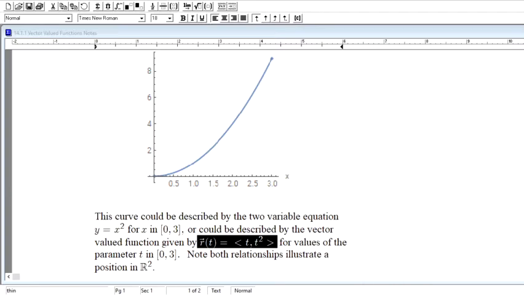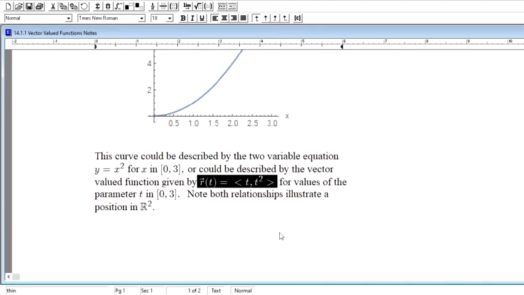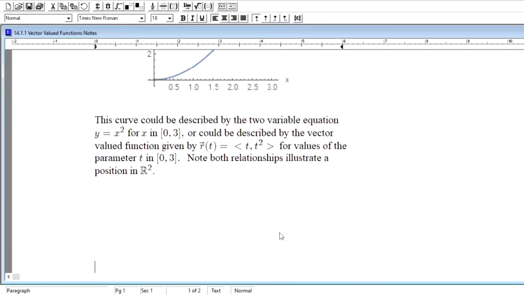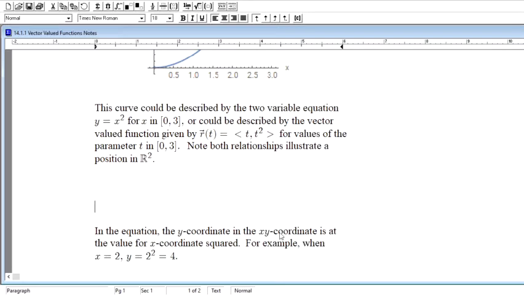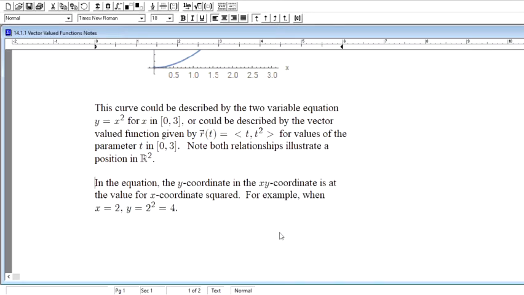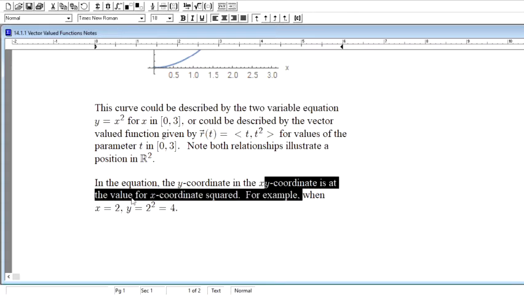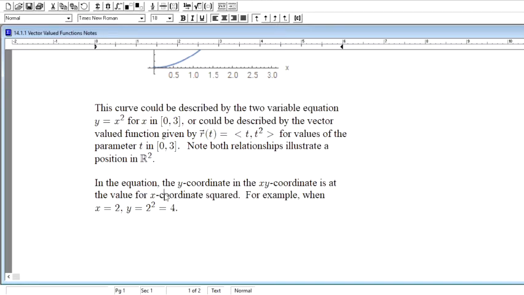Now, if we scroll down here, I do believe I elaborate on that idea just a little further. We do note in the equation the y-coordinate in the xy coordinate, or, well, what we might call the y-ordinal, in the xy coordinate is at the value of the x-coordinate squared, or at the value of the x-ordinal squared. I might like that word a little better. Let's say ordinal.